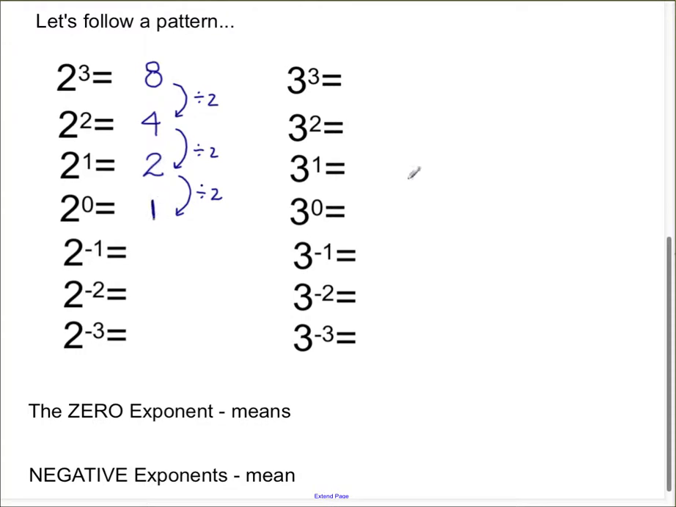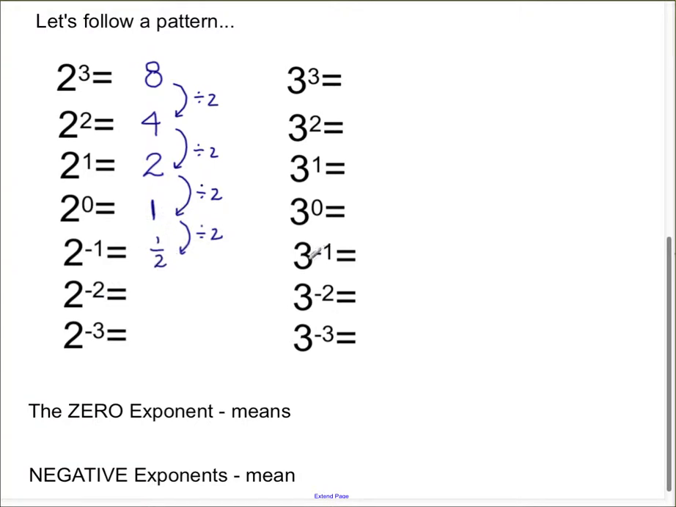So 2 to the 0 is 1, which is a little odd, but 2 to the 0 means that I've taken 2 and divided it by itself. And any time you divide a number by itself, you get 1. What's that mean about negative 1? Well, let's keep following that pattern backwards. We need to divide by 2. So if I take 1 and divide by 2, I get a half.